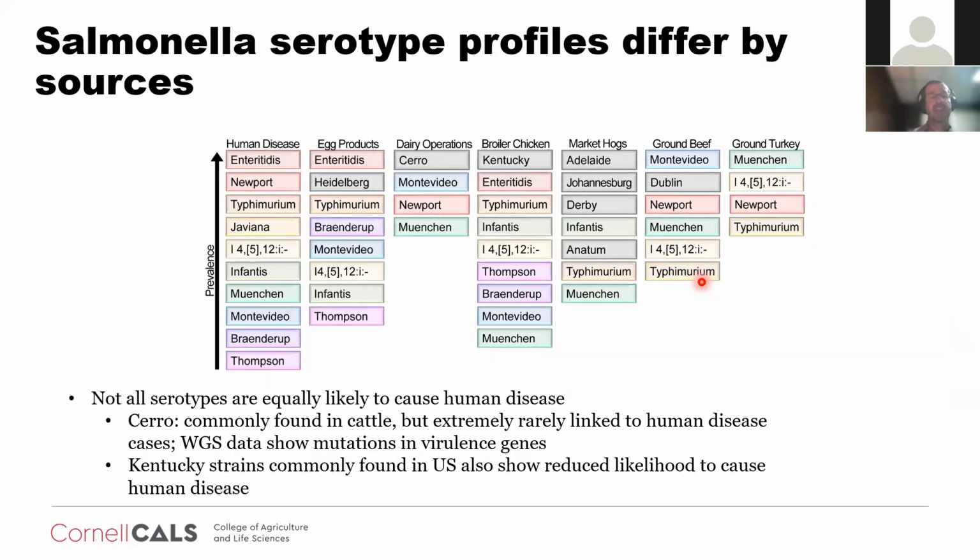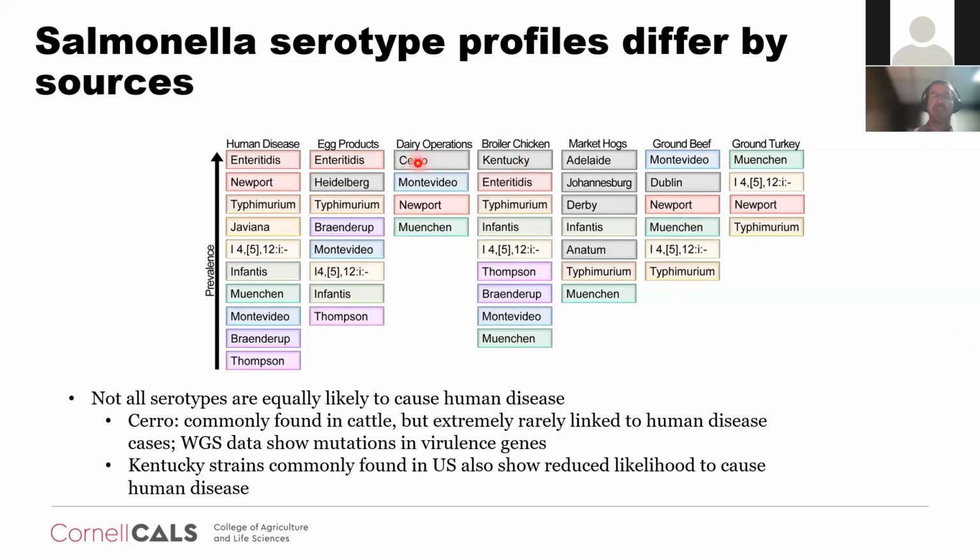The serotype profiles also differ by sources. Again, these are US data. You have Serovars common among human disease cases. And then you can see among egg products, Enteritidis is high. Among ground turkey, other types of Serovars are high. Among chicken, broiler chicken, Kentucky and Enteritidis is high.